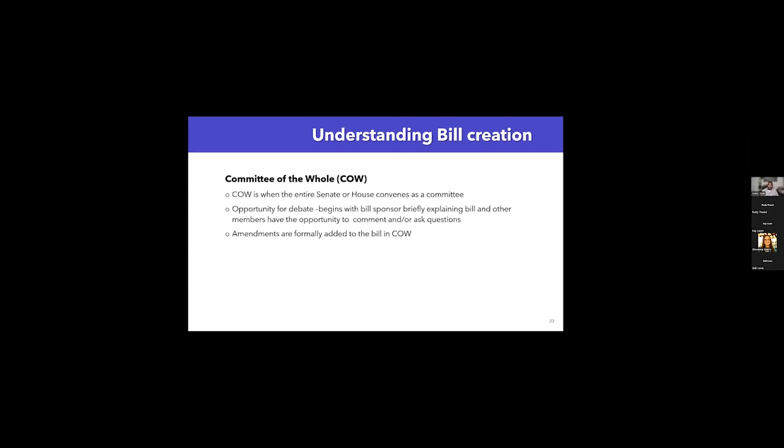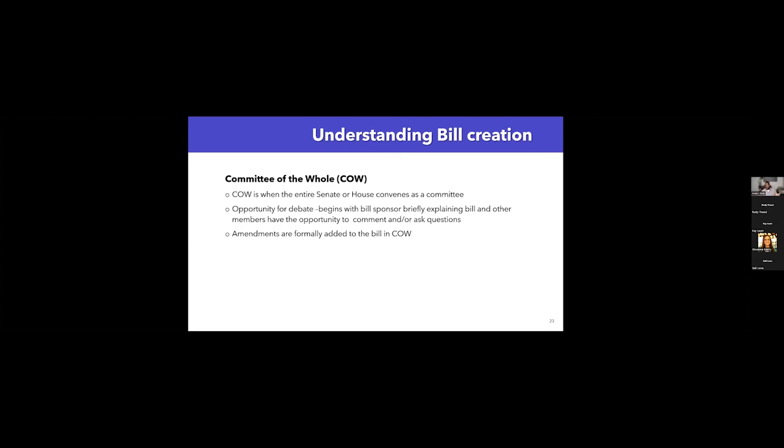Then after the bill makes it out of committee, it makes it out of rules, it makes it out of caucus, they put it back on the calendar for committee of the whole, or what we call CAL. And CAL is when the entire Senate or the House convenes as a committee. So you have these little committees: appropriations, ways and means, transportation. A CAL is when everyone in the chamber, in that particular Senate or House, gets together as a committee to discuss the bill. It's the opportunity for them to debate.